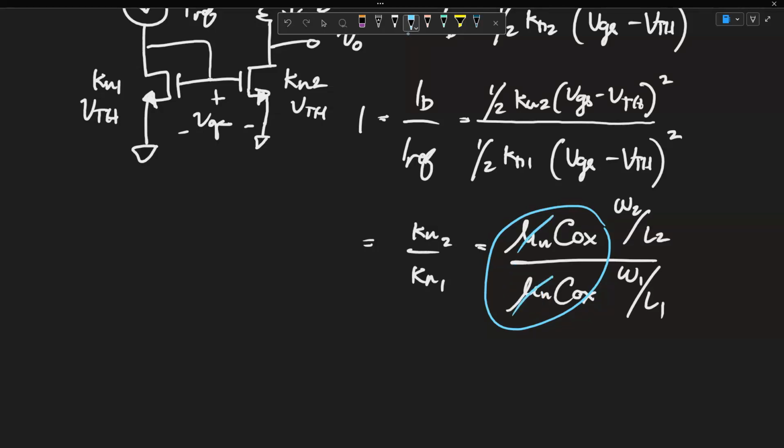Yung oxide capacitance depends on the, di ba, meron kang metal. Tapos meron kang p-type, no? Di ba? The capacitance depends on the width of the dielectric, di ba? And for a specific foundry, they don't usually change that, no? So hindi nagbabago yung COX. So cancel din to. So what we get is that Kn2 over Kn1 is width over length over width over length, no?